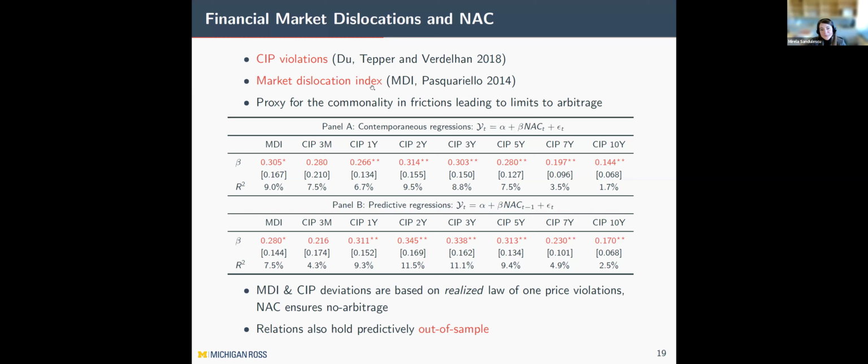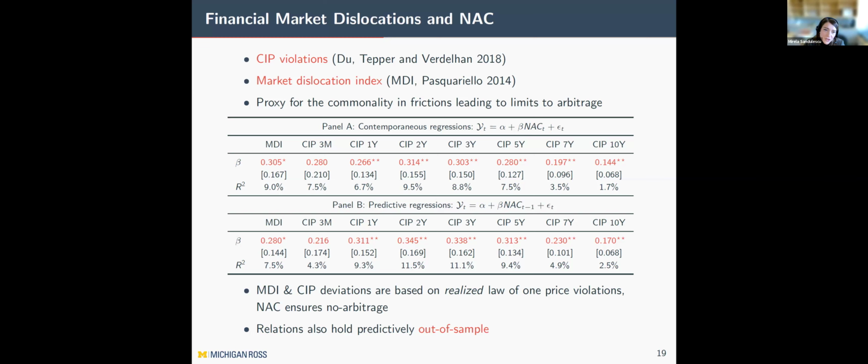And another index that we are going to focus on is called the market dislocation index, which again is going to proxy for the commonality in frictions that could lead to limits to arbitrage in international markets. So here there are three such examples. Again, we will have the CIP violations, but also this idea of triangular arbitrage, right? If we were to have three currencies, think about the US dollar, Canadian dollar, and the Swiss franc, for instance, if we know two exchange rates, we could infer what is going to be the third exchange rate. In practice, if you were to look at this triangular arbitrage condition, sometimes this is going to be violated in the data.